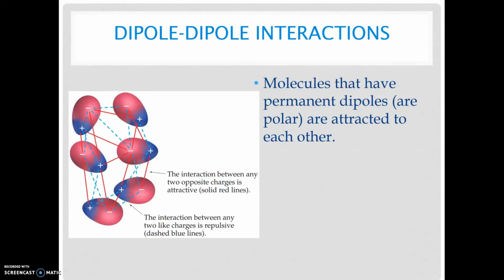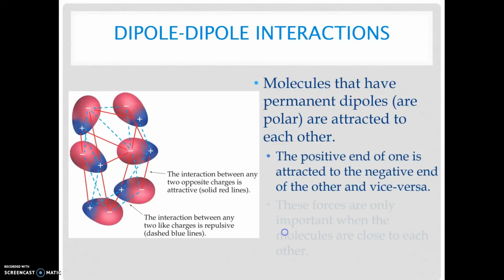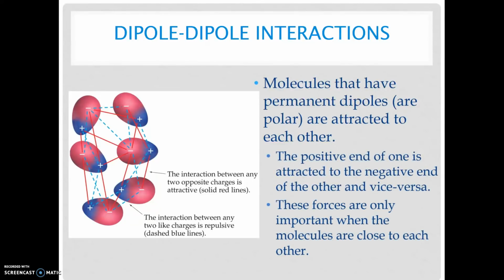All right, so now dipole-dipole. In order for a dipole-dipole attraction or force to happen, you have to have polar molecules. It doesn't have to be the same polar molecule. They can be two different polar molecules, but they're attracted to each other. And just like we always know, a negative is always attracted to a positive. So the negative end of one polar molecule is going to be attracted to the positive end of a different one. Obviously, these are only important when the molecules are close enough to each other, so in liquids and solids is where you're going to see these dipole-dipole interactions.